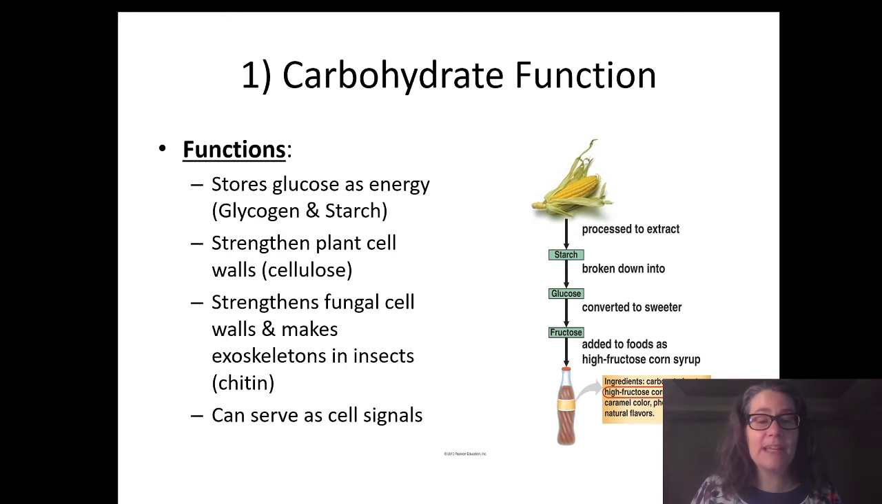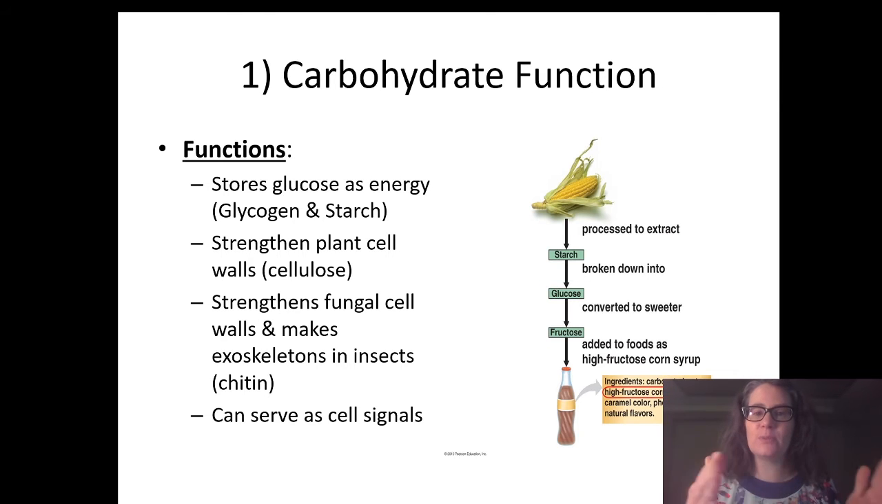Lastly, the function of carbohydrates. We know carbohydrates are often called our quick energy source. They're often our go-to energy. It's the place that our cells are going to go to first. We're going to break down those simple sugars in order to form our energy that is necessary for our life work, right? Those complex carbohydrates can be used.